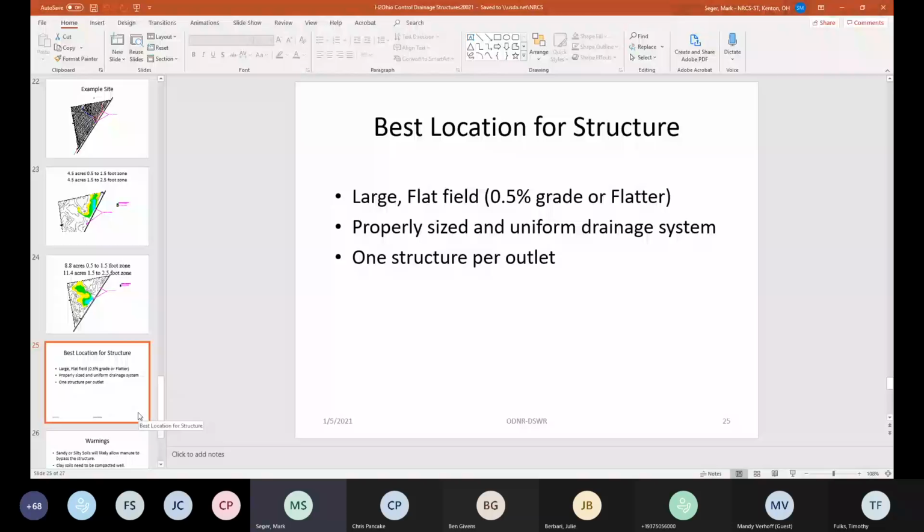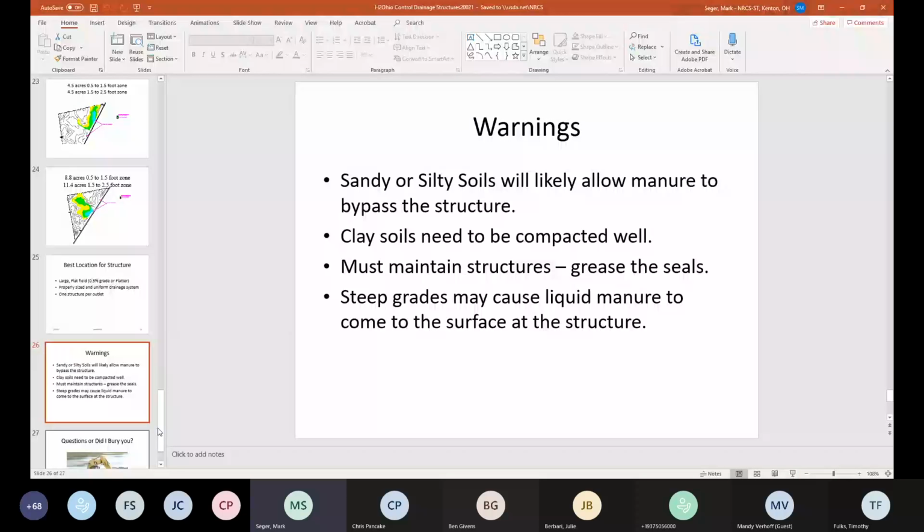What things do we need to worry about? Sandy or silty soils. I put this in because I know some of these are put in for liquid manure application. But even for controlling water in the field itself, if we have really sandy or silty soils, these structures may not do a whole lot. It may just allow the water to bypass the structure or continue on past the system.